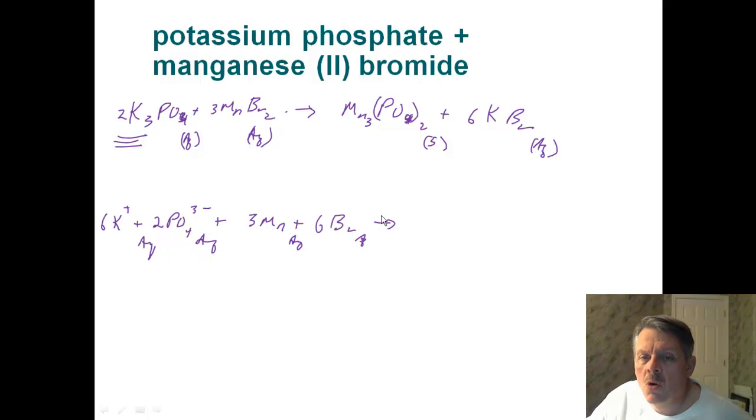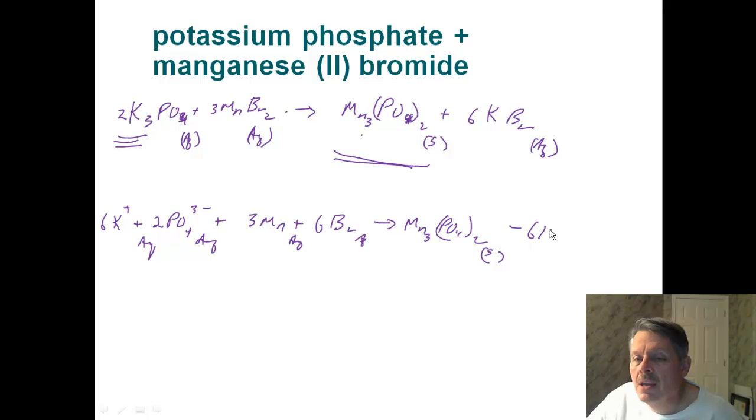And now over on the right-hand side, you'll notice I have a solid. So I keep writing that as a solid. I don't change that at all. And I have 6K and 6Br. All right, and the Ks and the Brs are both aqueous.